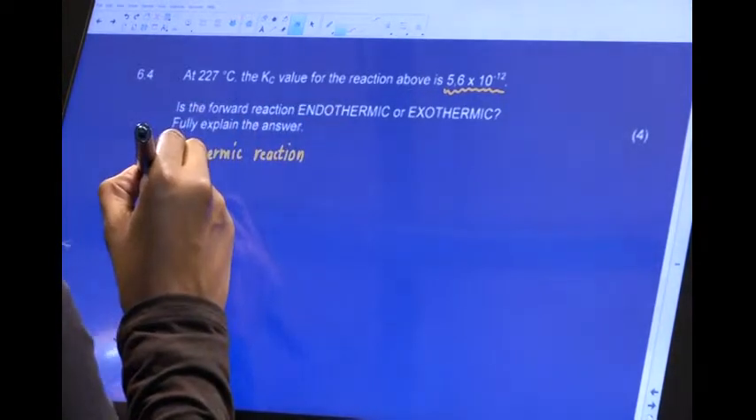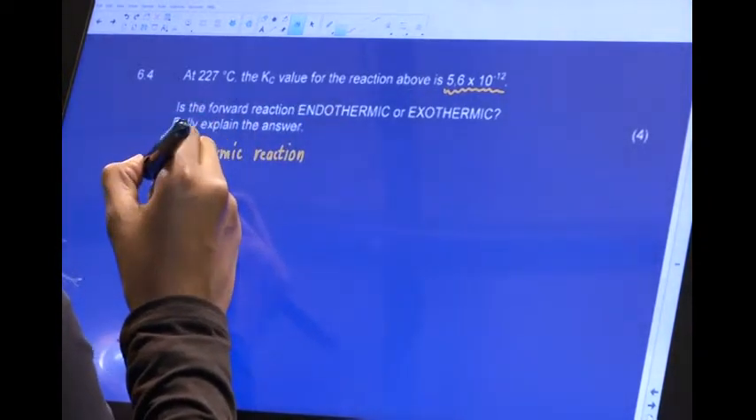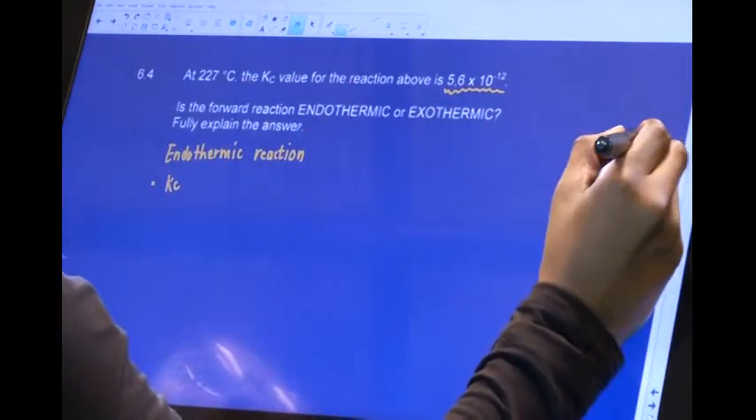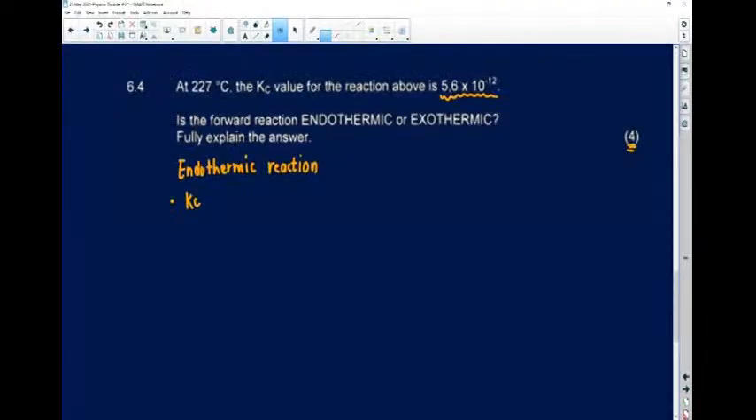Now, endothermic and exothermic reactions is again grade 11. But now with the Kc, they say fully explain your answer, and this is for 4 marks. Let's talk about what actually affects endothermic and exothermic on the Kc. The Kc value decreases with temperature decrease. And I can see that because now my temperature is 227.